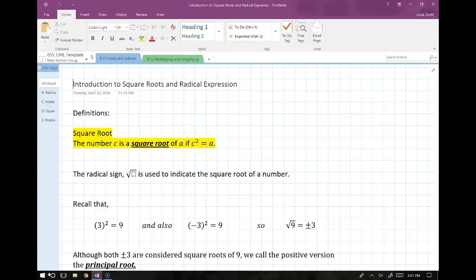It's radical. So today we're going to be going over what exactly is a root and a radical, and then we're going to be going over how to multiply and simplify those things. Big surprise, the class after that, we're going to learn how to divide them.